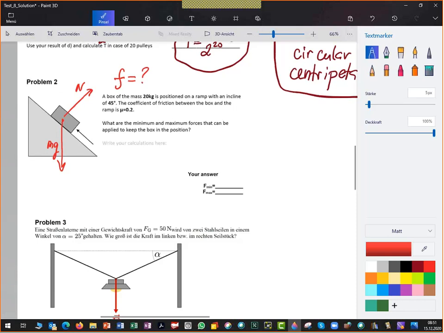But first, I would suggest that you solve this problem without using friction force. So let's do it. Just forget about friction force for a while. So what if I have just two forces?